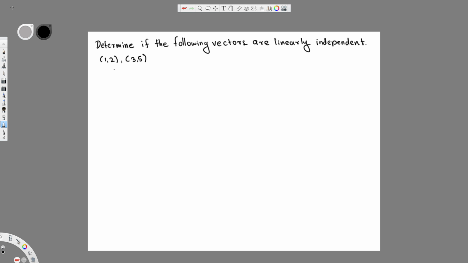Going on, guys, we have this question right here. It's asking, determine if the following vectors are linearly independent, and they have given (1, 2) and (3, 5). So first of all, in these kinds of questions we have to create a system.